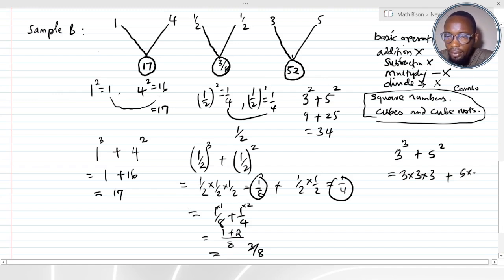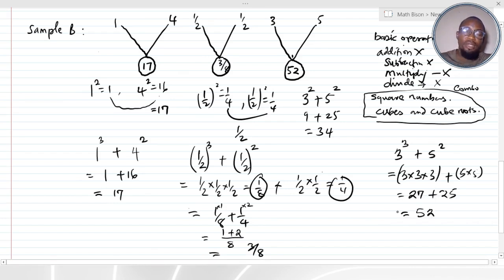25. 5 times 5, which is 25. So we have 27 plus what? 25. If you add this together, you should have 52. That's perfect. So we found the answer to this.